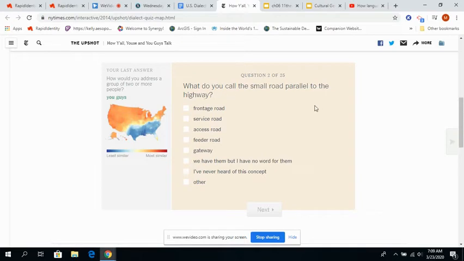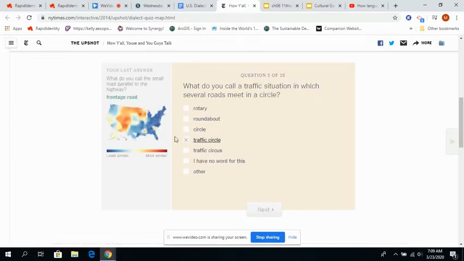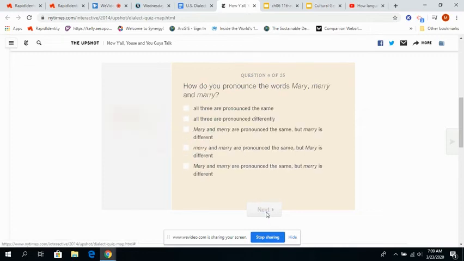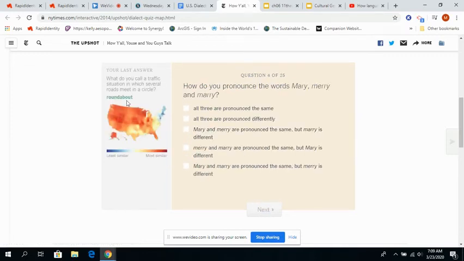What do you call a small road parallel to the highway? I would call that a frontage road. I think service road is fine too, but I would most likely call it a frontage road. I go here and I see that, actually, in the Minneapolis area we're much more likely to use the word frontage road, but that's not super common across the country. What do you call a traffic situation in which several roads meet in a circle? I would call it a traffic circle or a roundabout. I would probably more likely call it a roundabout. And you can see that that is most common.